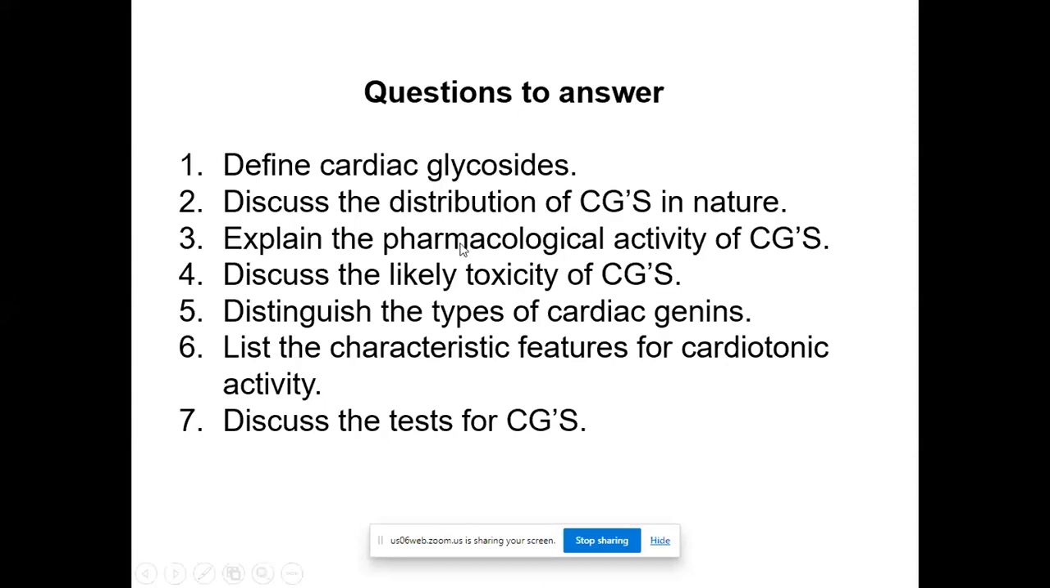Toxicities. The common ones are nausea, vomiting, diarrhea. Janet, go on. Nausea, vomiting, number 1 in your list. Number 2.